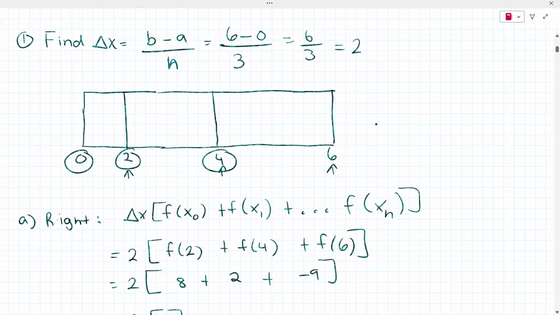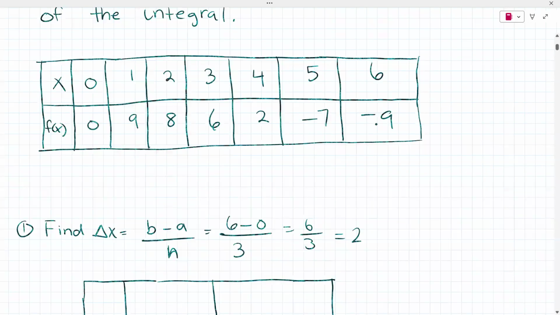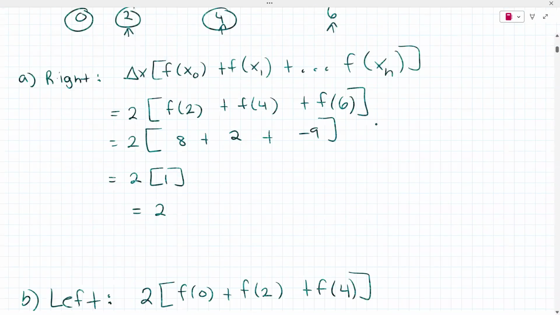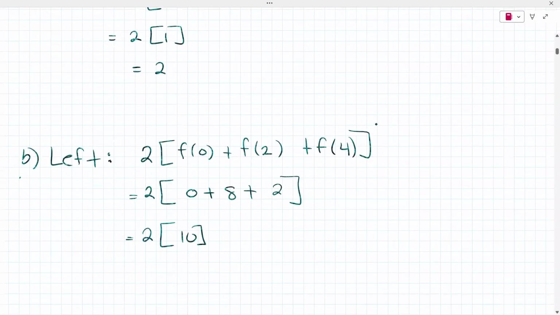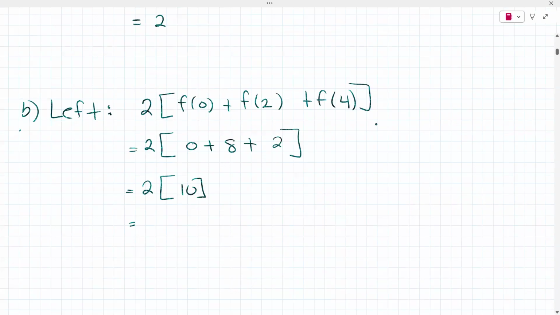Wait, f of 0. I was just double checking. F of 0 is definitely 0. So yeah, this is going to be 20.